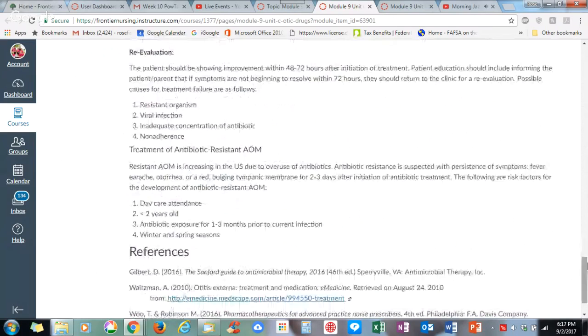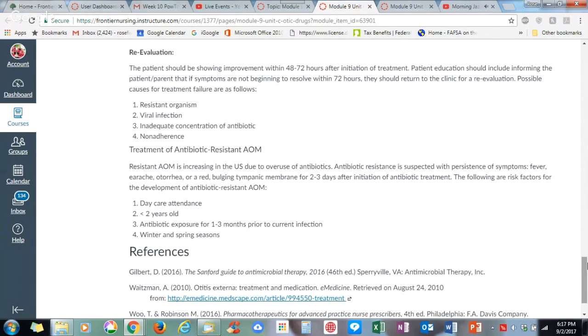Reevaluation: the patient should be showing improvement within 48 to 72 hours after initiation of treatment. Patient education should include informing the patient's parent that if symptoms are not beginning to resolve within 72 hours, they should return to the clinic for a reevaluation. Possible causes for treatment failure are as follows: resistant organism, viral infection, inadequate concentration of antibiotic, non-adherence.